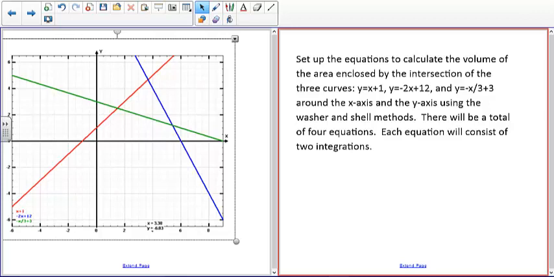So the red curve is intersecting here at x equals 1. The blue curve would intersect up at 12. It's also got a negative slope. This one, the green curve, intersects at 3.